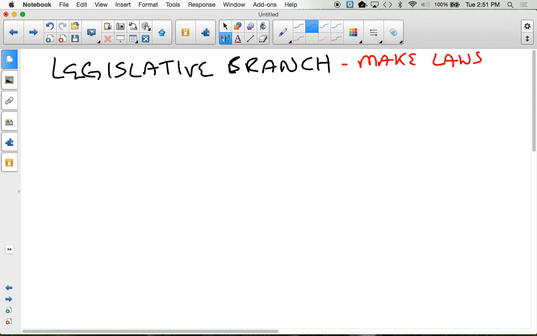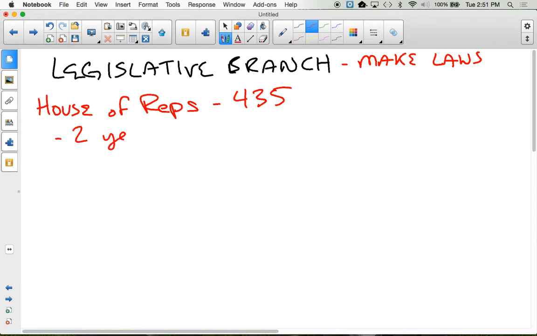The lower house is the House of Representatives. In the House of Representatives, how many members are there? 435. That's close, right? 435. These people all serve a 2-year term, so all 435 of them are up for re-election every 2 years.